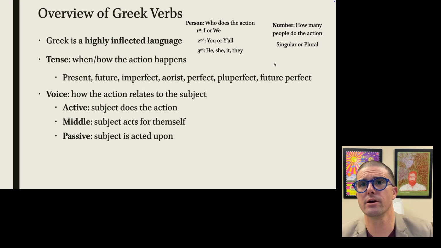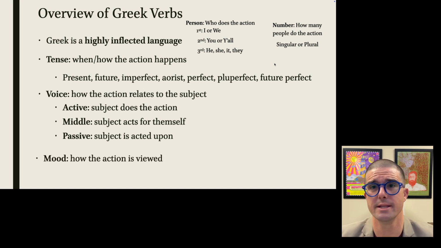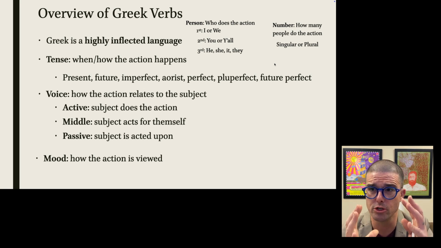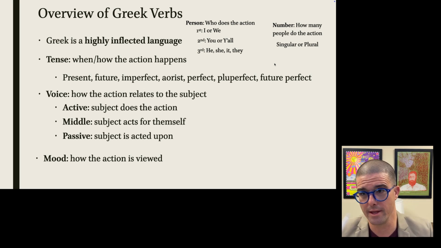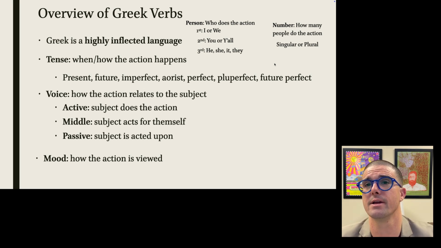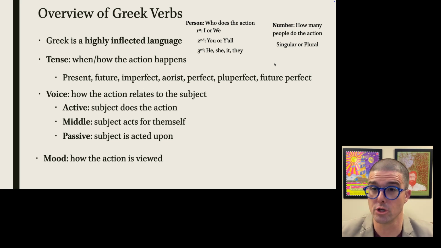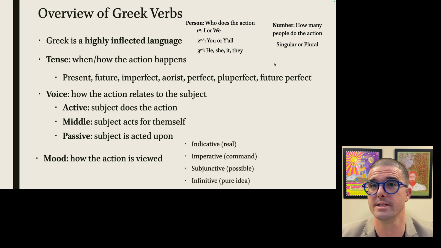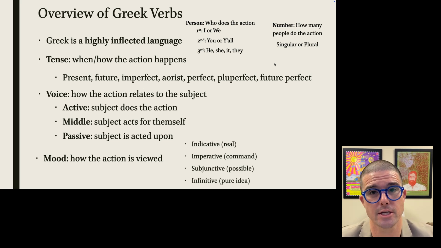And lastly, here, Greek verbs have mood, and this is how the action is viewed. And mood is sort of a larger category than any of the others. So what we'll see is that with respect to different moods, there are larger changes. We're moving into different categories with the different moods. And again, mood has to do with how the action is viewed.